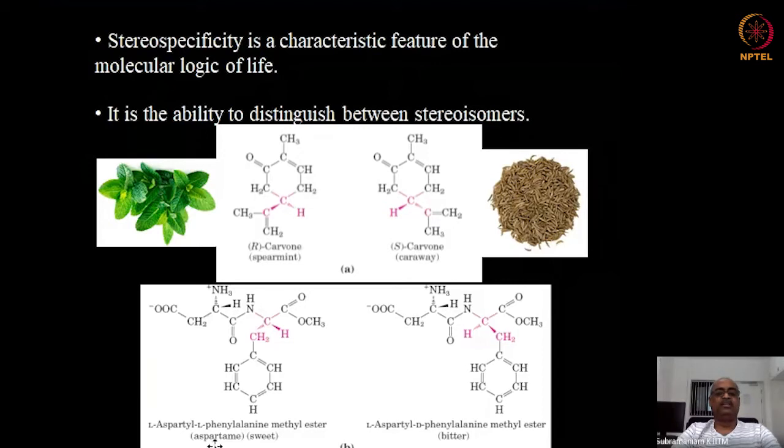If you take aspartame, an artificial sweetener, this orientation is sweet, while the other orientation, the L orientation, is bitter. And sometimes you can even test some people. For example, there is one molecule called PTC. Some people have a receptor, it binds, and they find it extremely bitter, and others find it tasteless. So stereochemistry matters for all of this.